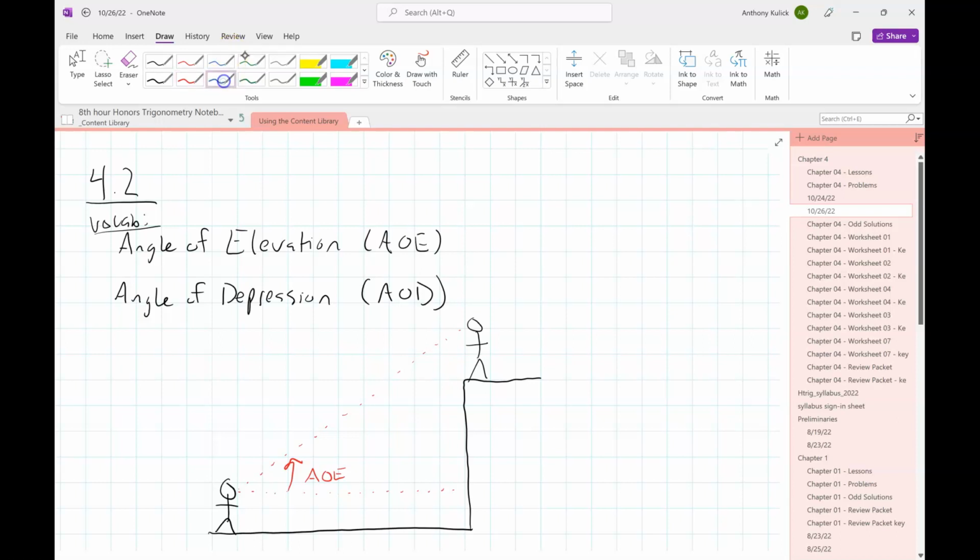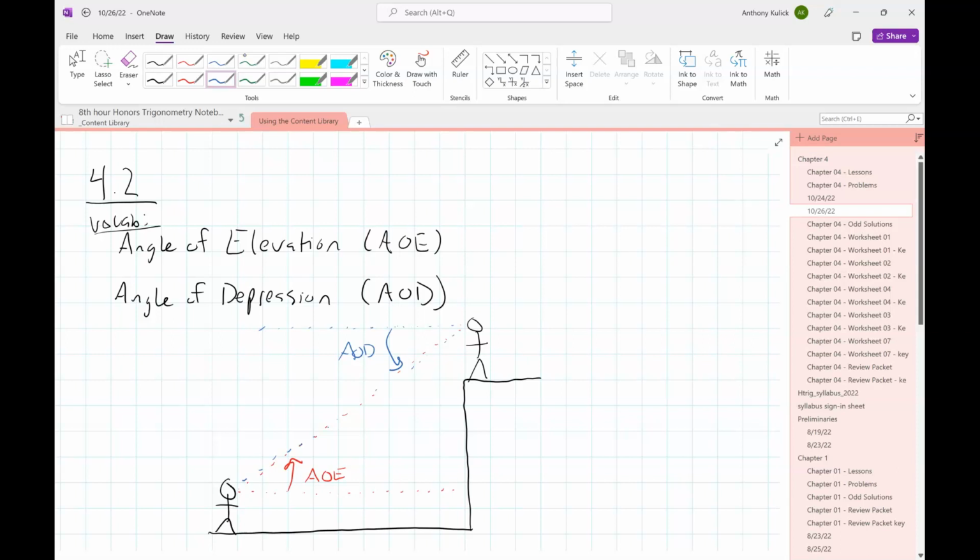Now, if you're the person on the building here, your line of sight looking forward is that. If you then look down at the person on the ground, that angle is formed, right? My line of sight, I look down, it's that angle. That is an angle of depression. Everybody's cool?